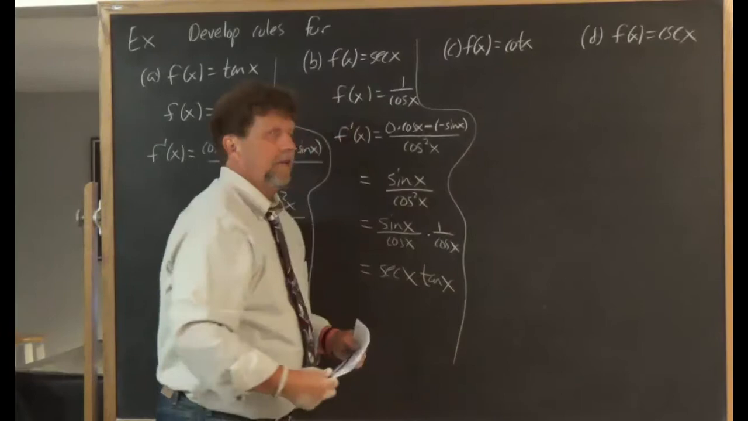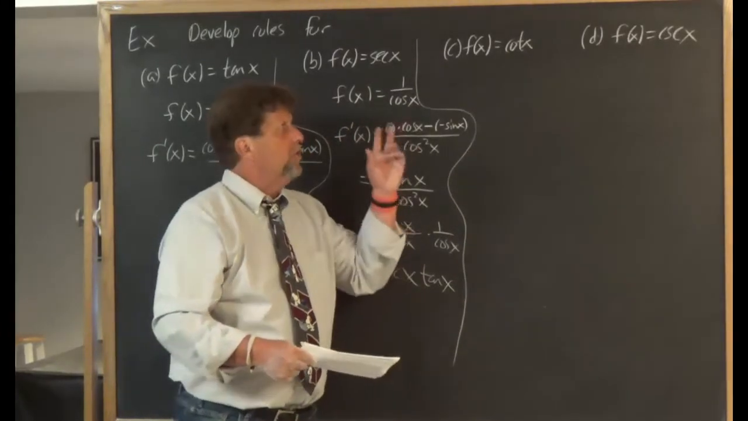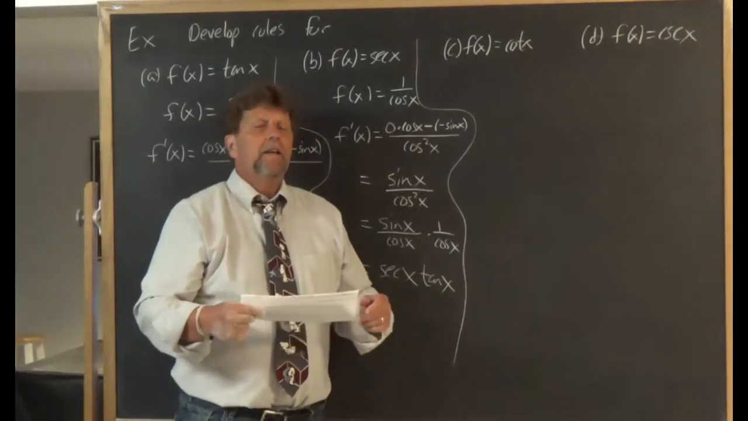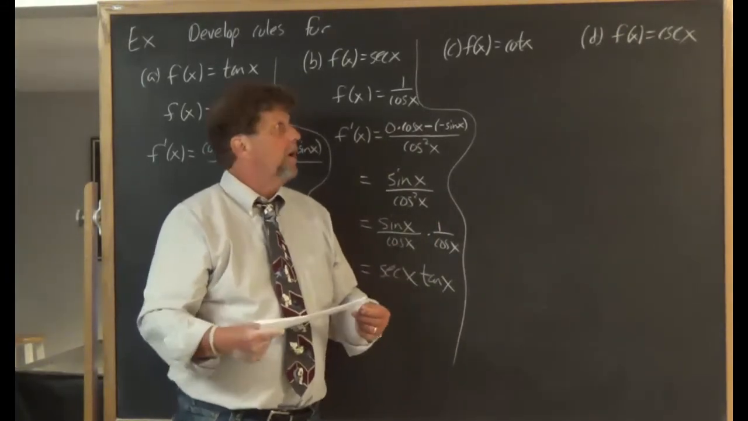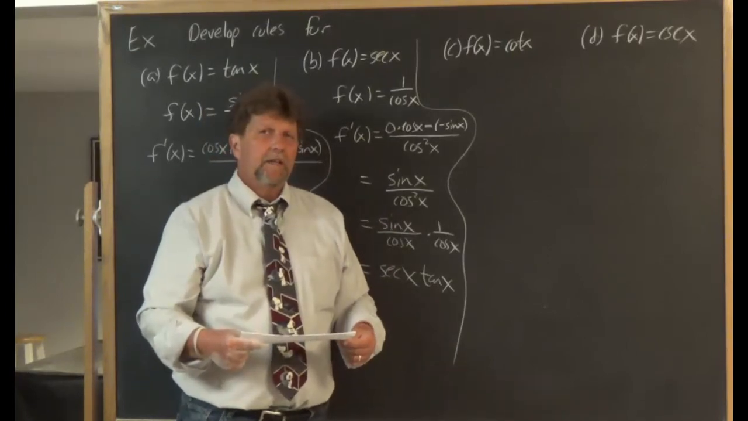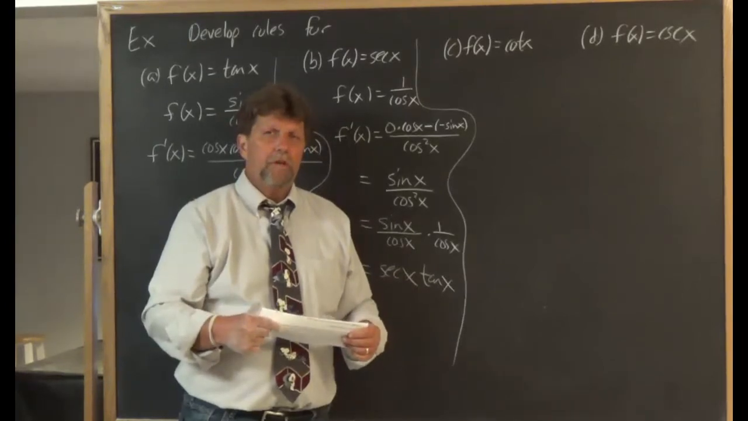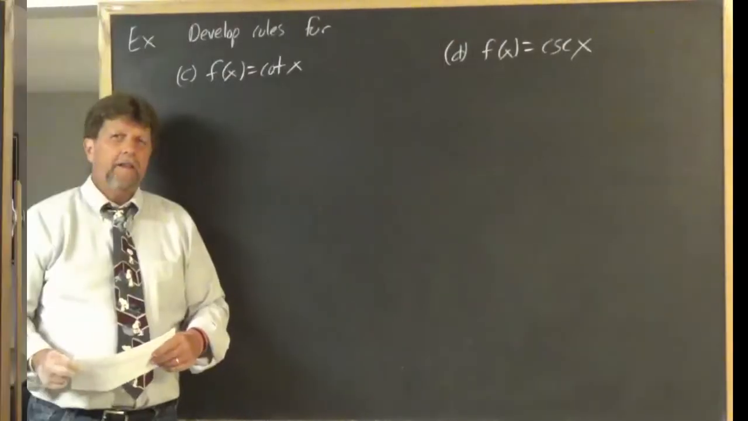And you know what I would like you to do? I would like you to pause the video, and I would like you to do parts C and D to come up with the rules for the derivative of cotangent and the derivative of cosecant. And once you've done that, restart the video. I'll be working through them on the board to make sure that you are correct. Alright, let's see how you did here.